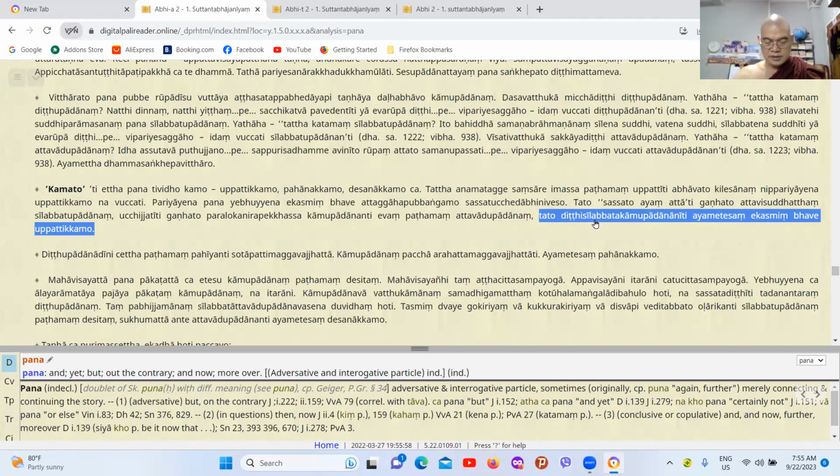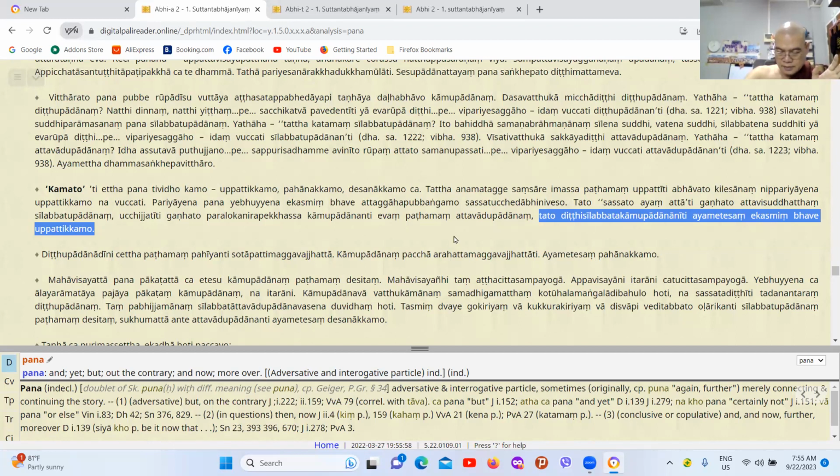So this one here is not upadikama according to the sum: attavadupadana, ditthupadana, silabbatupadana, kamupadana. So here it's not upadikama. Is it upadikama here? No.